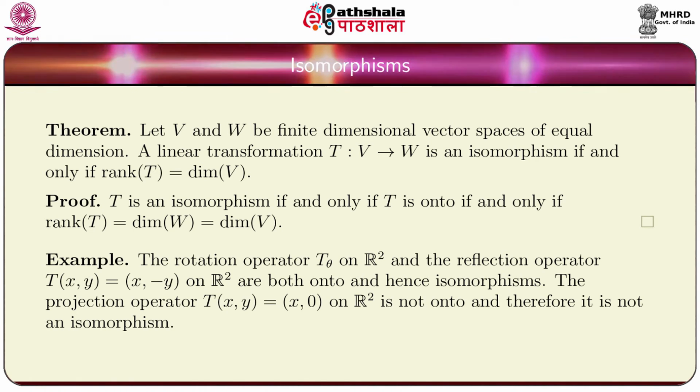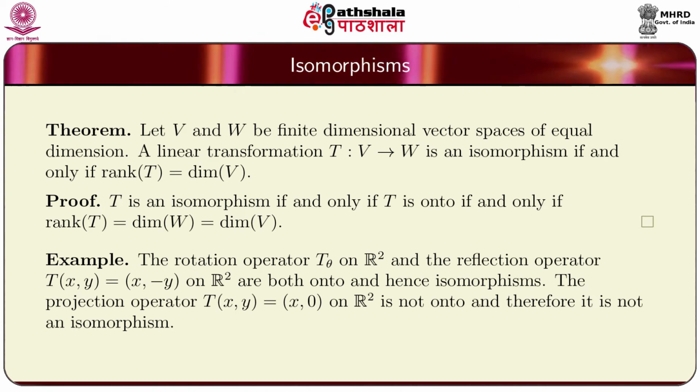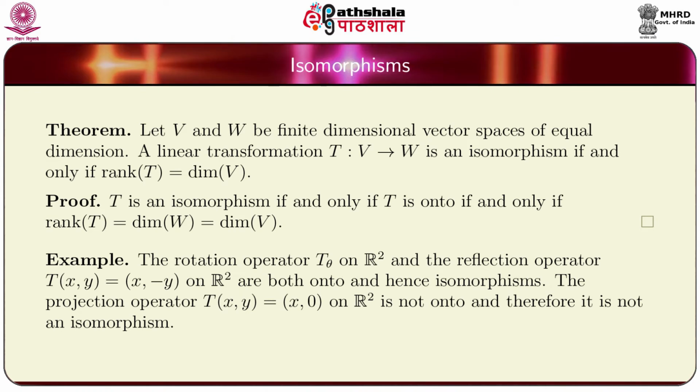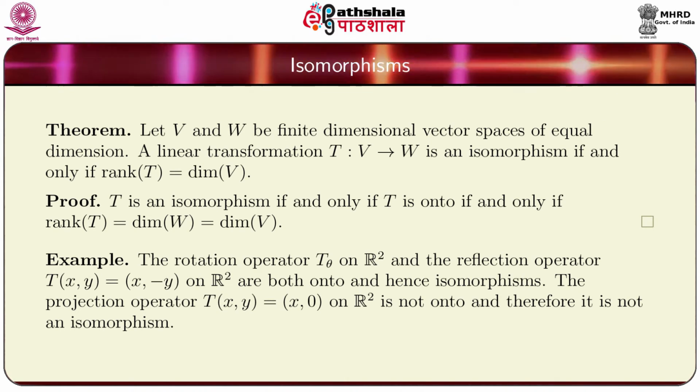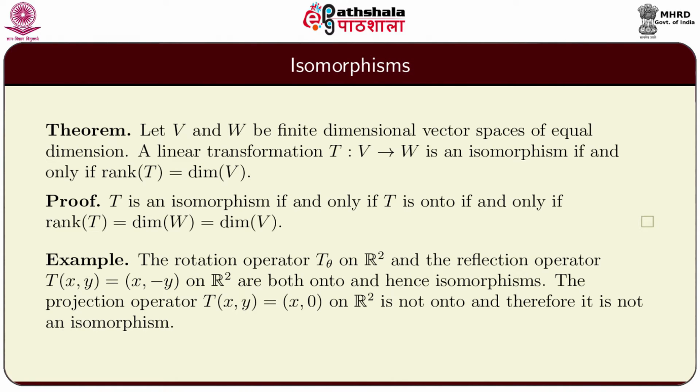Therefore, it is enough to have the onto property for T in order to have an isomorphism between V and W, and onto-ness is equivalent to range of T being equal to W. In other words, rank of T is equal to dimension of V. So, it is because of the rank nullity theorem.